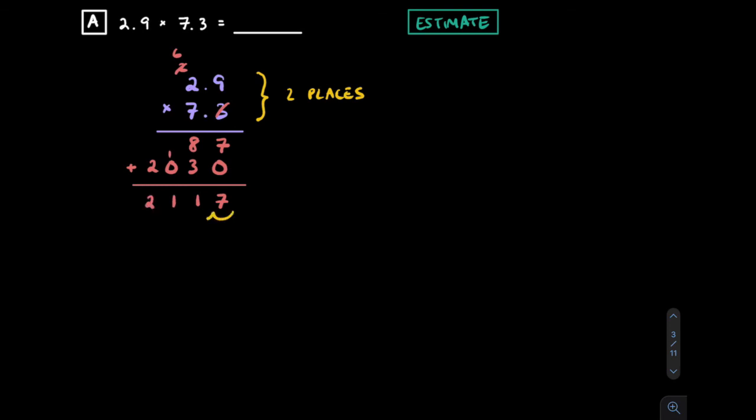Since our factors had 2 decimal places in total, our product has to as well. Our product here is going to be 21 and 17 hundredths. To see if this is reasonable, we can round 2 and 9/10 to 3. We can round 7 and 3/10 to 7. The product of 3 and 7 is 21, which is pretty darn close to 21 and 17 hundredths.